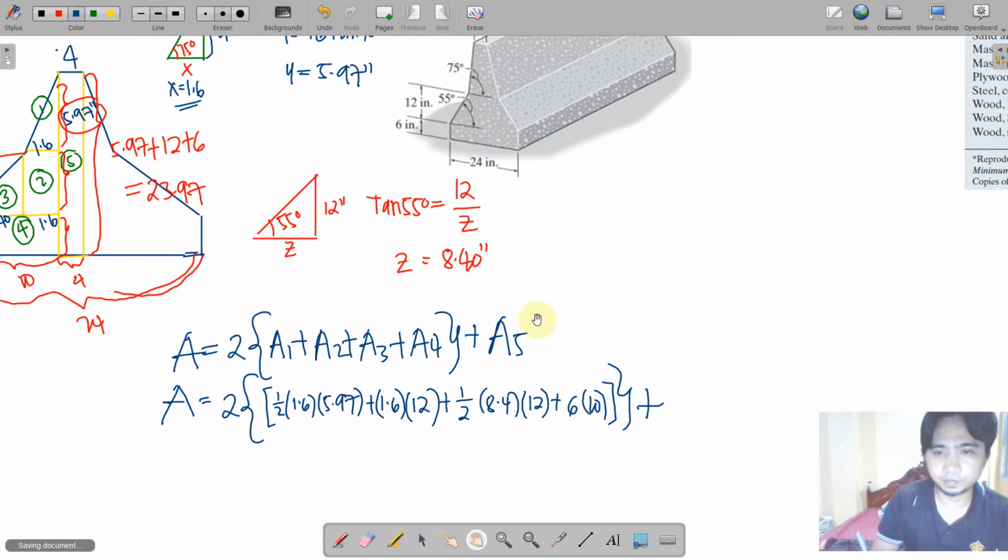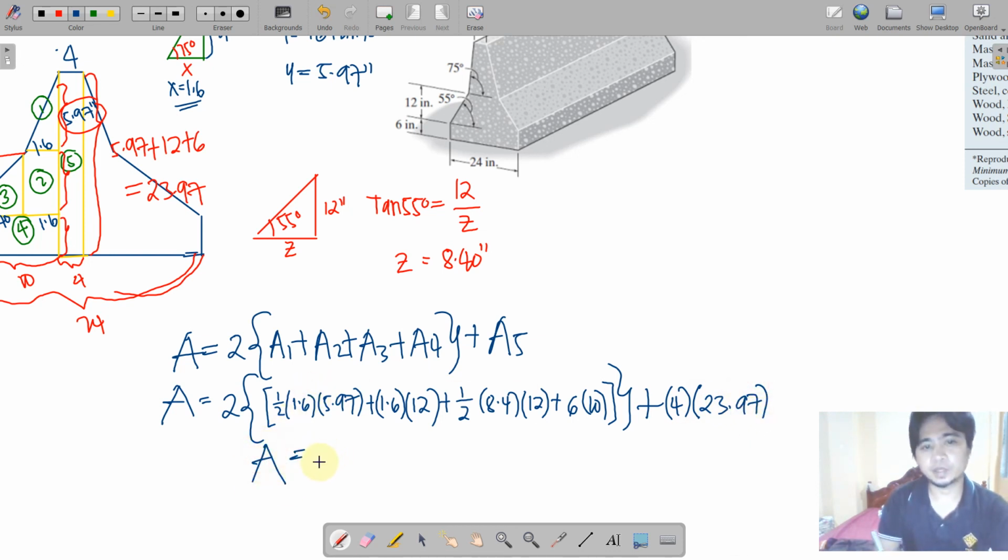So we have 4 as the base times the height of 23.97. So finally, we have the area. So perhaps you can calculate that one. We have 1,144.63 square inches. Okay, so we obtained now our area.